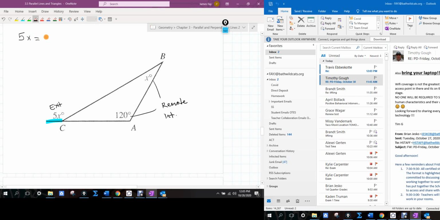Okay. So 5x equals 120 plus x, right? The exterior angle is equal to the sum of the two remote interior angles. So 4x is going to equal 120. X is 30, right? So if x is 30, this angle became 150 degrees. This is 30 degrees. Now, what would this angle here be? This angle here would be 30, but why?